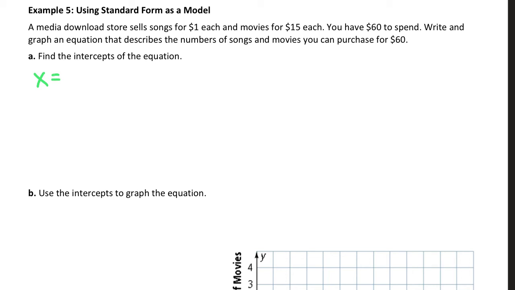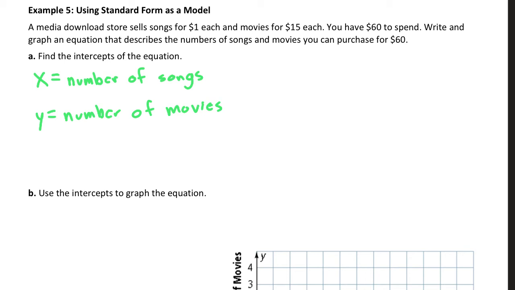So I would say x is going to be the number of songs bought. Y, I'm going to define as the number of movies I buy. So to write this equation in standard form, write an equation of how much money I spend on songs and movies. So this is going to be a total. So there's going to be two things added together.